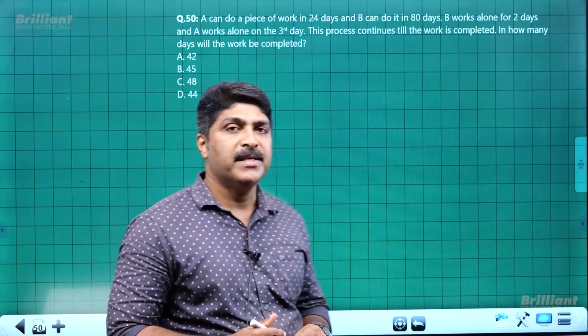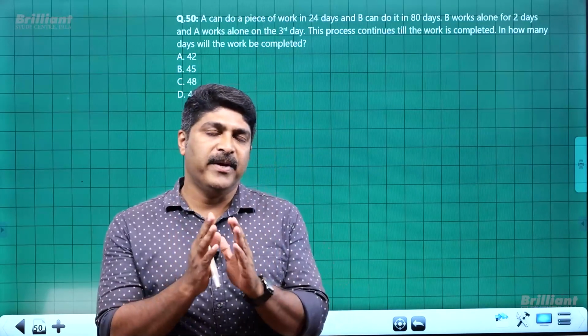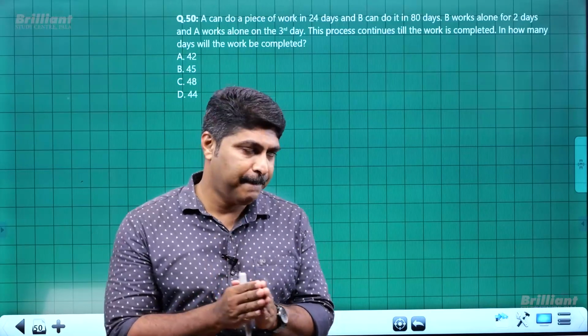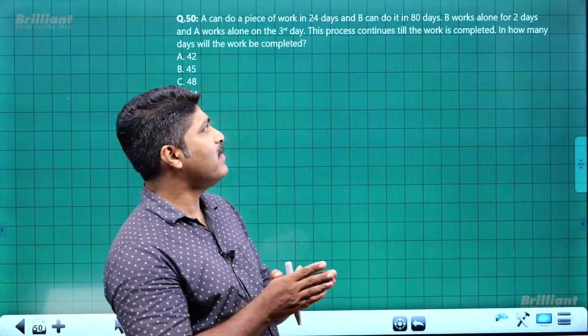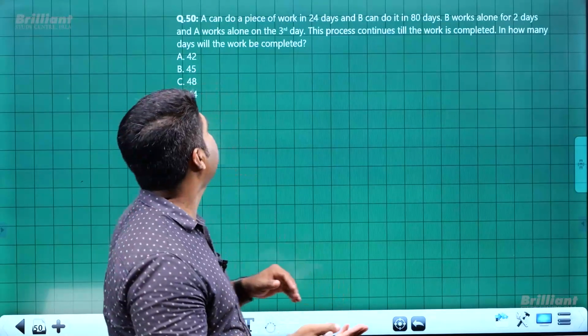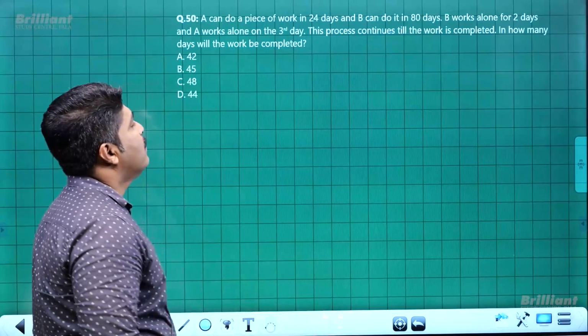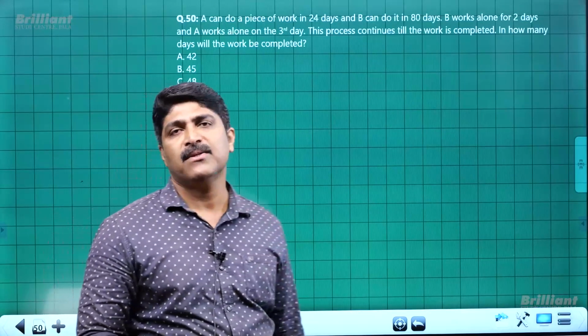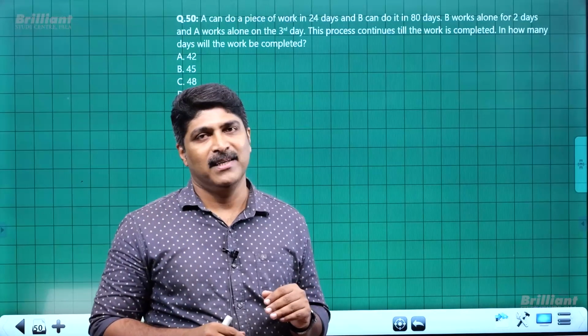Now you already experienced one of the alternate days work problems. I just taught you which way you can reach the conclusion instantly. This is an almost similar situation, but slightly different in the sense that it's a 3-day turn: 2 days the first person and the 3rd day the second person, or 2 days the second person, 3rd day the first person, like that. So just pause the video right now and try to solve it.